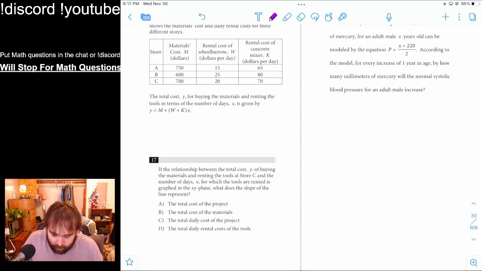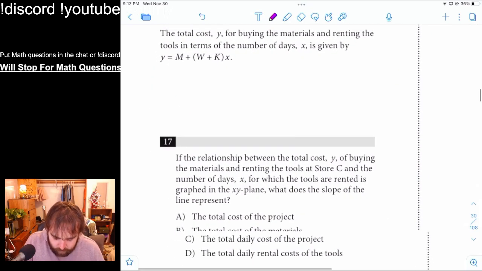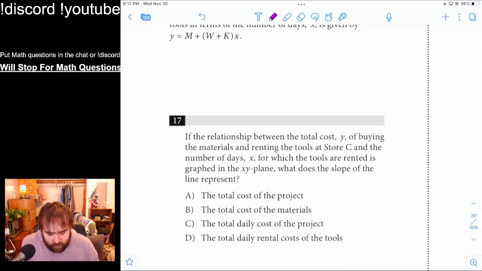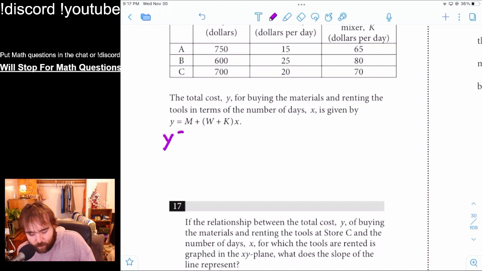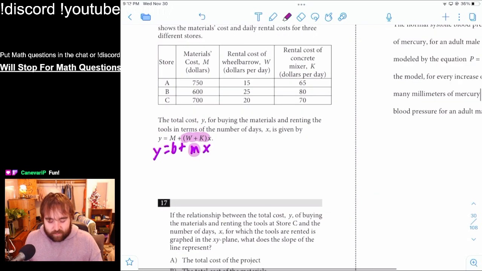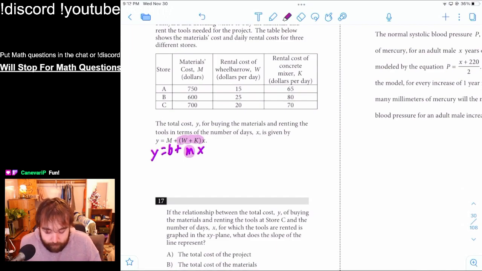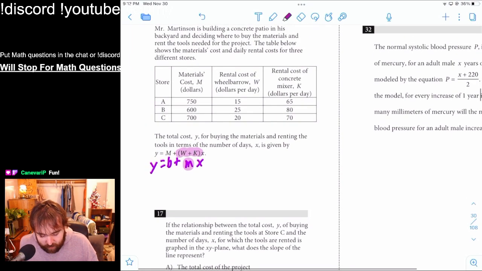All right, we got a few more. So let's start here on 17. If the relationship between the total cost y of buying materials is rented, what is the slope? So you come up here and you say, what is the slope? It's maybe a little harder to see, but you still think about mx plus b. And so what is the m? The m is your w plus k here. That's your slope.